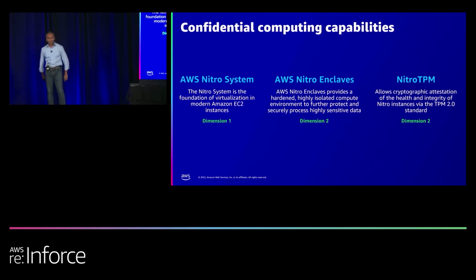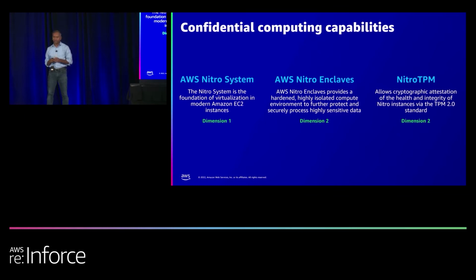The second big one here is AWS Nitro Enclaves. AWS Nitro Enclaves provides a hardened and highly constrained virtual machine which addresses dimension two, whereby it shuts off any access even for admin level users on the customer side. And lastly, NitroTPM, which allows for cryptographic attestation that helps you establish trust between your instance and any other compute entity or otherwise that you're trying to interact with. And that again addresses portions of dimension two.